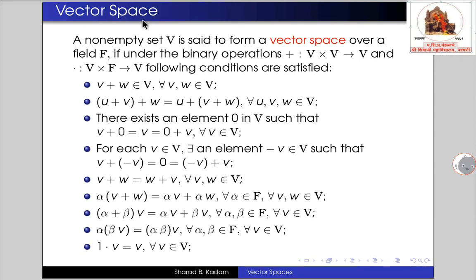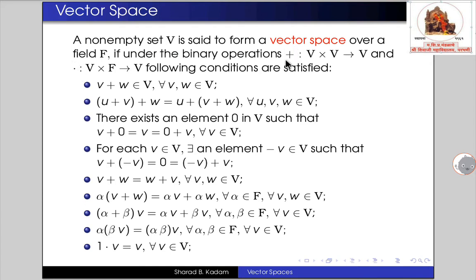This definition states that a non-empty set V is said to form a vector space over a field F if under the binary operations. Here we have 2 binary operations over the set V. First binary operation is denoted by the sign plus, and second binary operation is denoted by the notation dot.